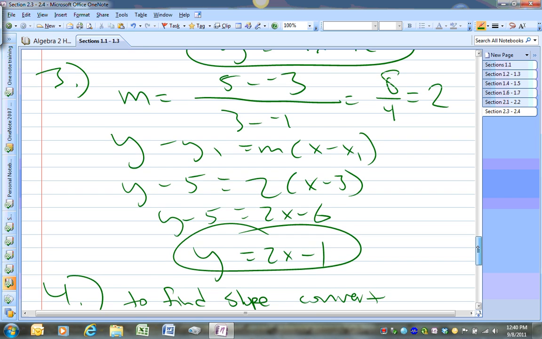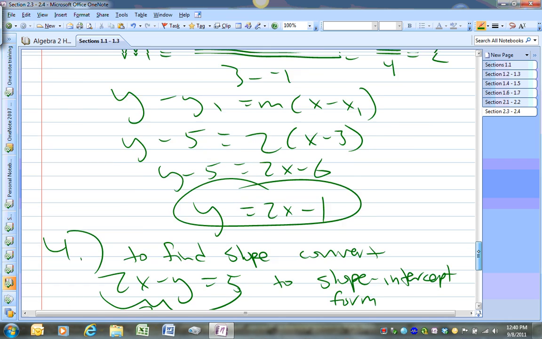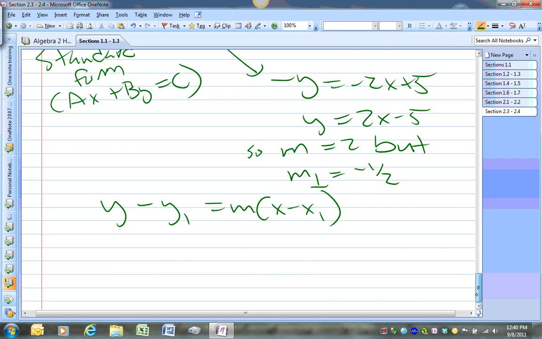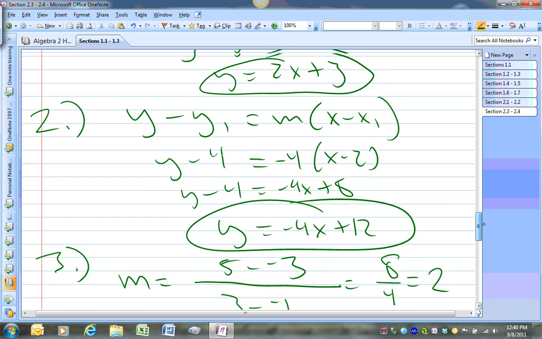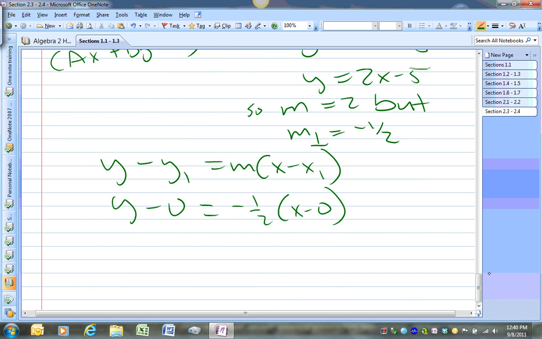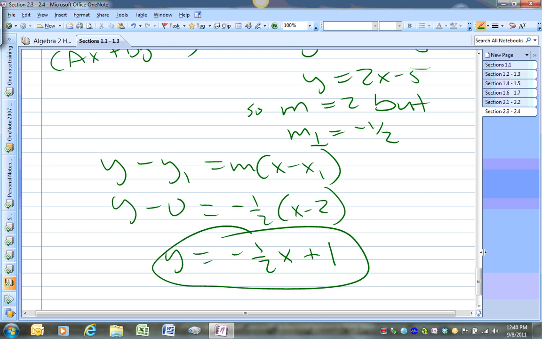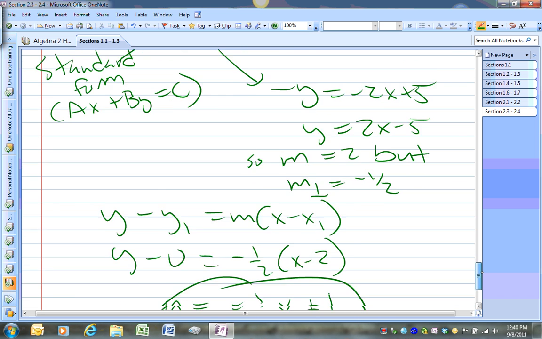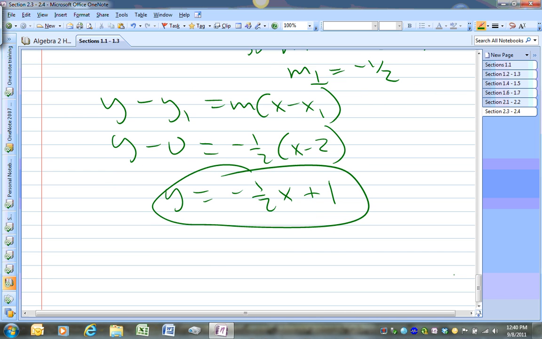Okay, so the point was 2, 0. So y minus 0 equals negative 1/2 times x minus 2. My apologies, I misspoke earlier. So y is going to equal negative 1/2 x, and be careful, negative 1/2 times negative 2 is positive 1. So that line will be perpendicular to 2x minus y equals 5, and will pass through the point 2, 0.